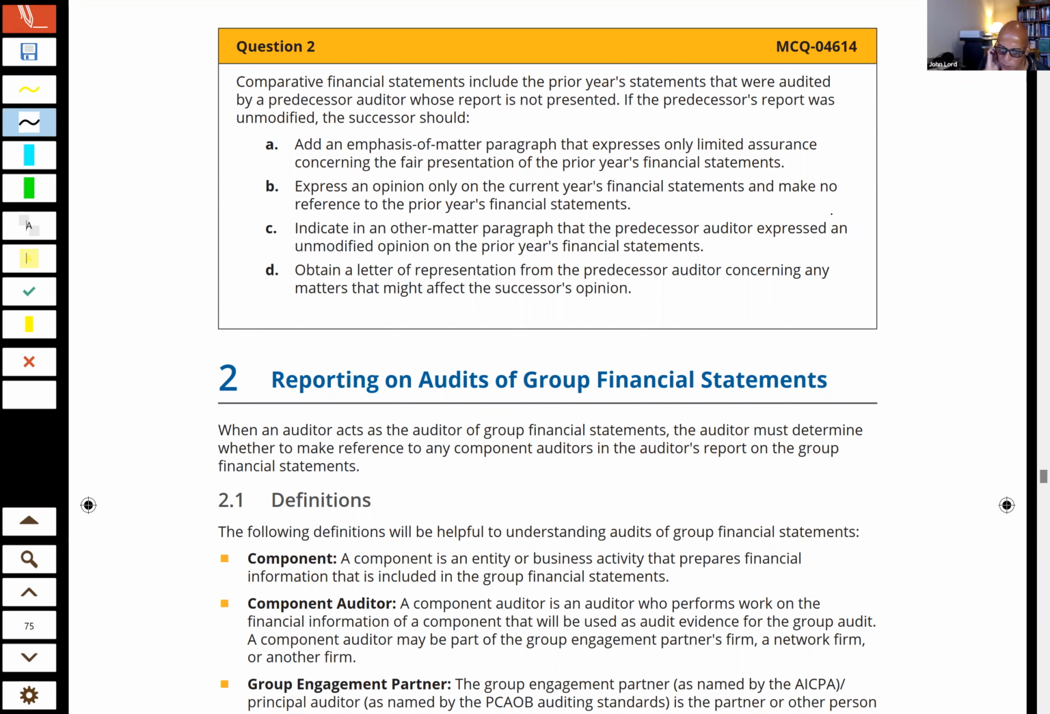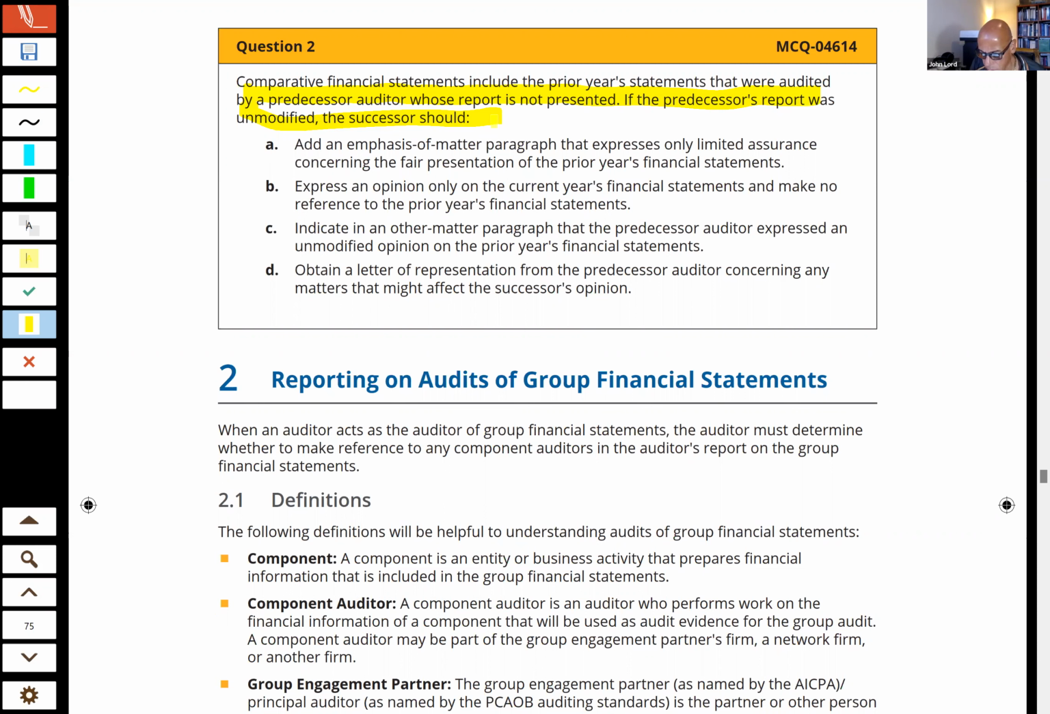But comparative financial statements include a prior year's statement. They were audited by, and we have a predecessor auditor coming in whose report is not presented. Well, if the report is not presented, the successor is to do what? Is to summarize the results of the predecessor auditor's report, okay? So it says, add an emphasis of matter that expresses only limited assurance concerning the fair. No, that's not what we do.